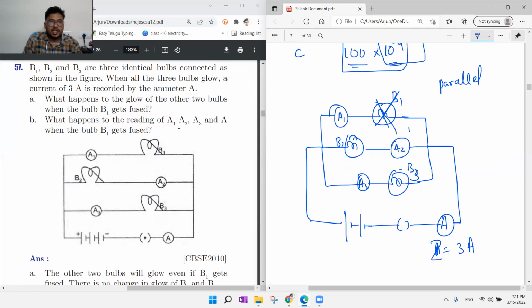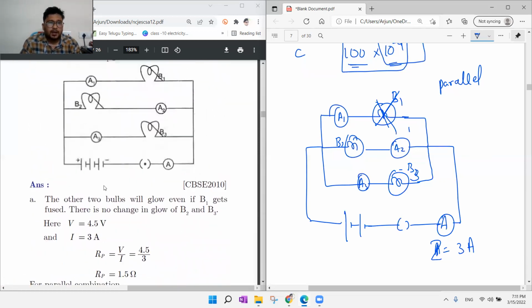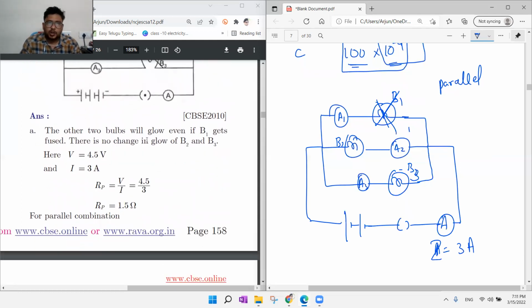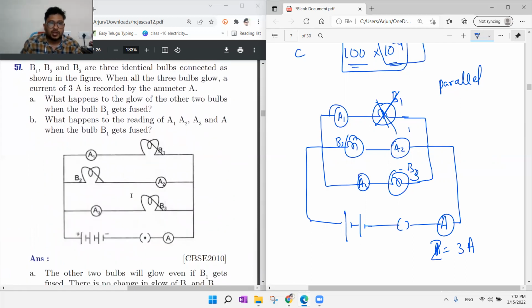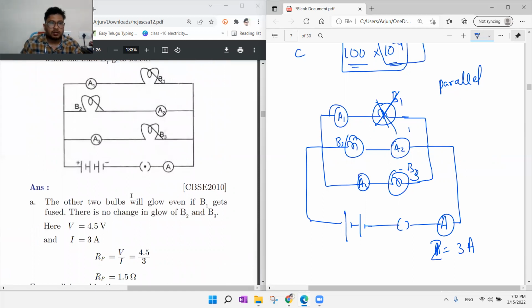B, what happens to the readings A1, A2, A3 and A when bulb B1 gets fused? You see, the other two bulbs will glow even if B1 gets fused, there is no change in the glow of B2, B3. That's what we have discussed. That is the advantage of parallel connection. And here V is equal to 4.5 volt. How did we get V equal to 4.5 volt? Did they give any information here? Only 3 amp they have given. Okay, it must be mentioned in the diagram. It might be a printing mistake. Okay, V is equal to 4.5 volt and I is equal to 3 amp.